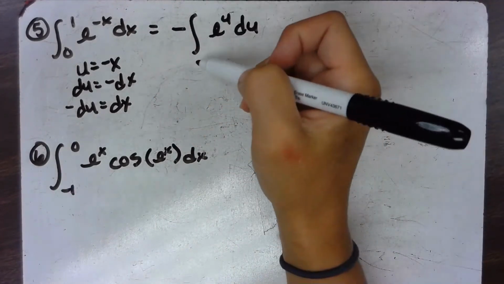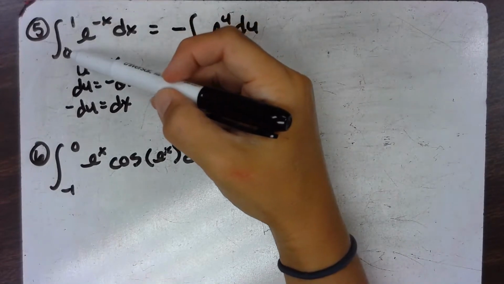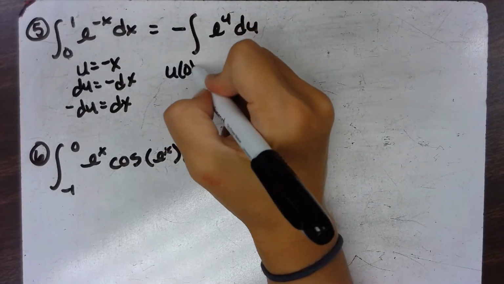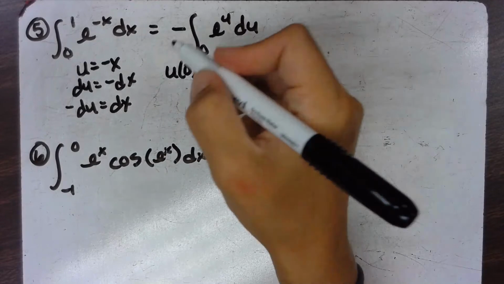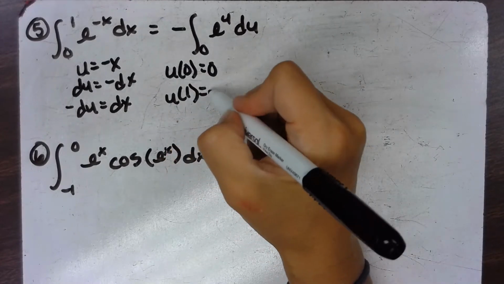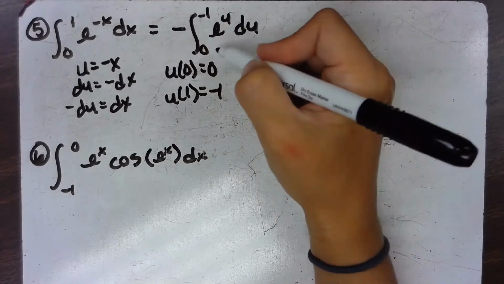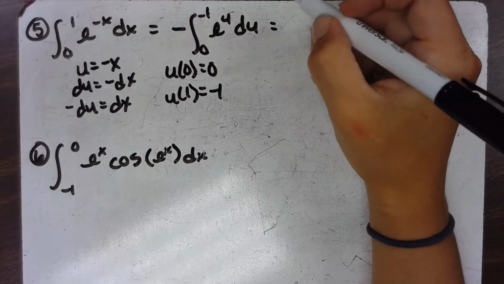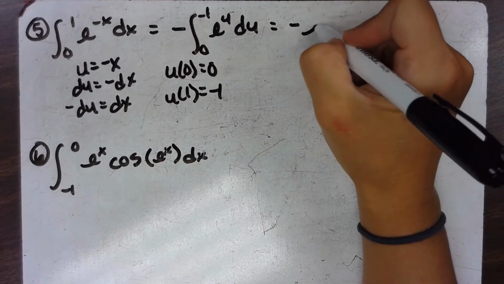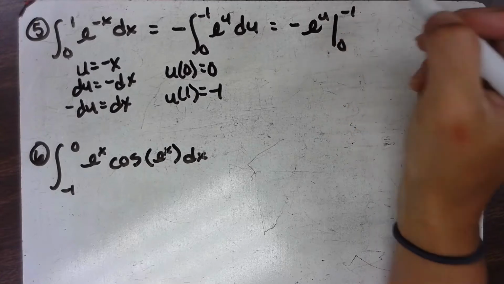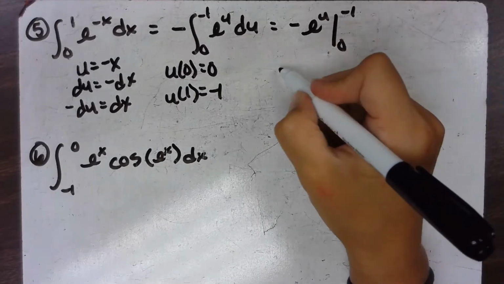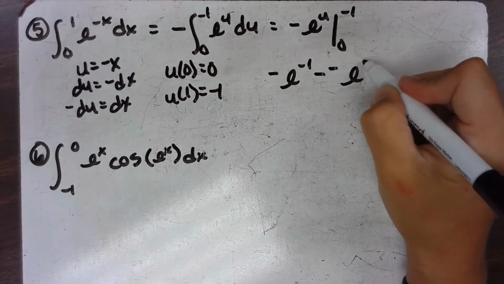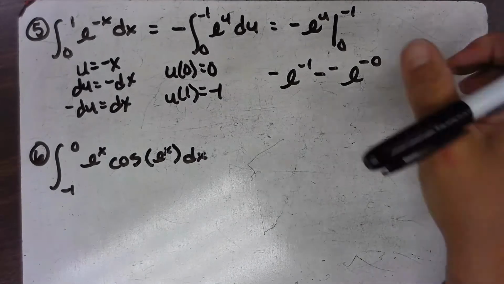du. However, remember, we want to replace our bounds. So for u, when I plug 0 in here, I get 0. When I plug 1 in there, I get -1. Now, it's okay, this is larger than that. All right, so here we go. This is going to be basically negative e to the u, and it's going from 0 to -1. So negative e to the -1 minus negative e to the 0. Or 0, sorry, not negative.